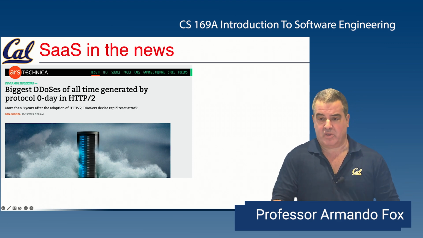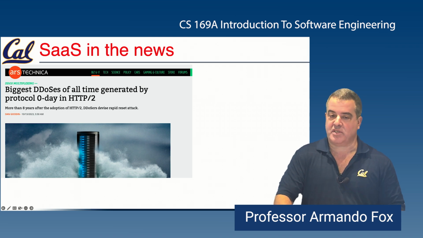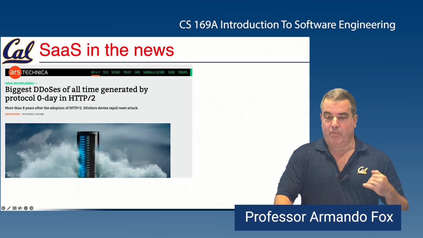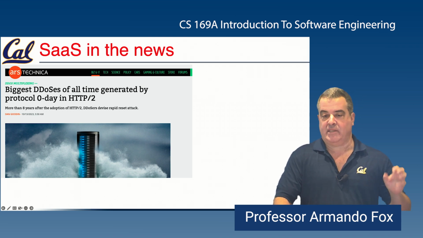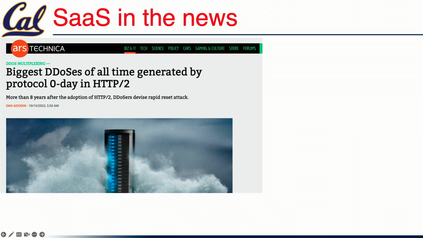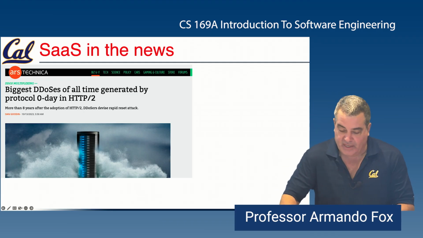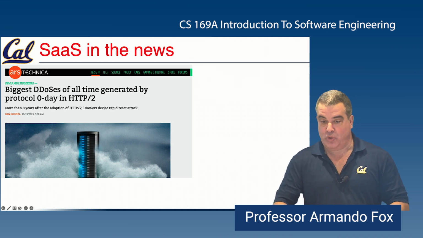Most of the time, people who are installing malware or trying to install it on your computer have very little interest in anything on your computer. They just want to use it as one more bot that can participate in some of these distributed attacks. So apparently, the biggest distributed denial of service attack of all time was being generated due to, depending on how you want to look at it, a feature or a flaw in the design of HTTP version 2.